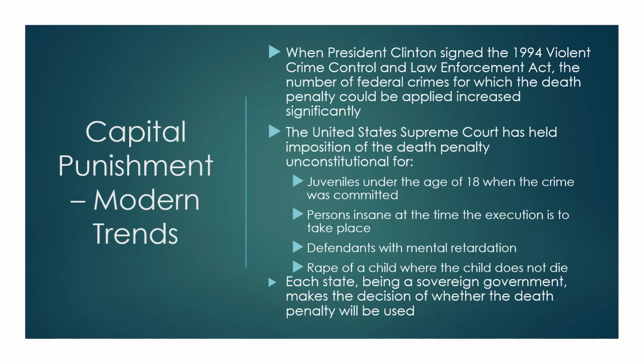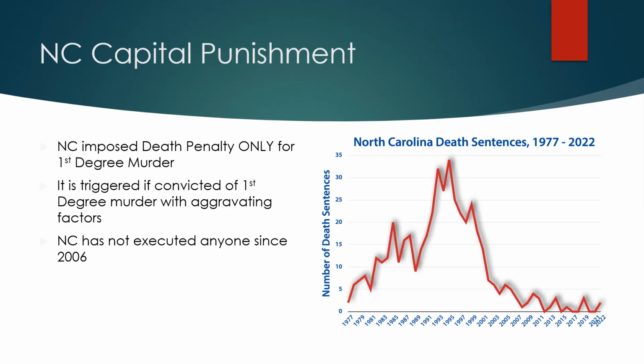Each state decides whether you have a death penalty or not. Some states have abolished it. Some states have retained it. Now let's look at North Carolina, where we all live, or most of the people taking this course live. And you'll notice that North Carolina only has the death penalty realistically for first-degree murder, and it's triggered if you're convicted with sufficient aggravating standards.